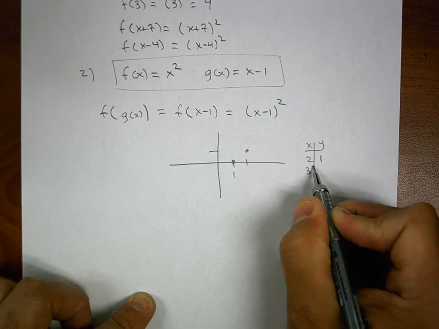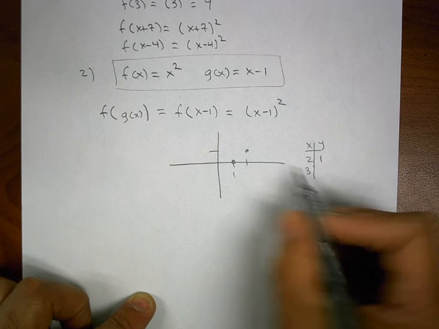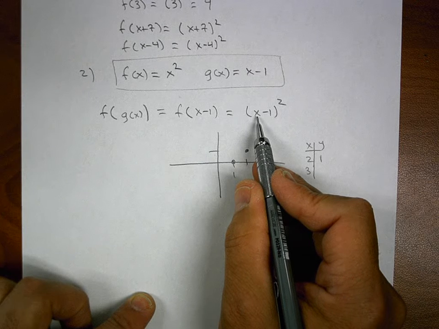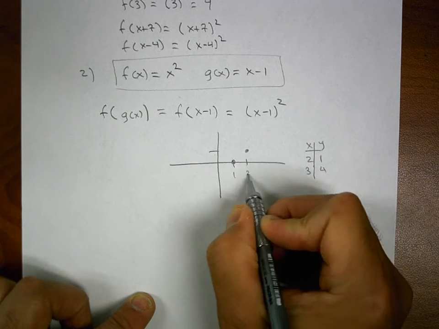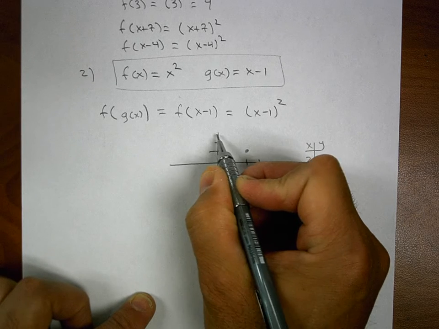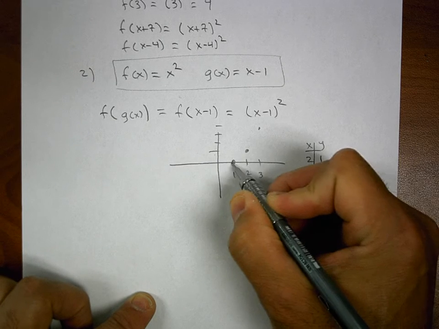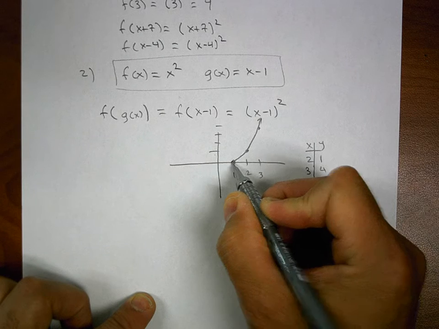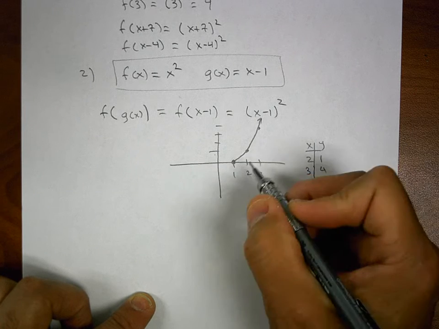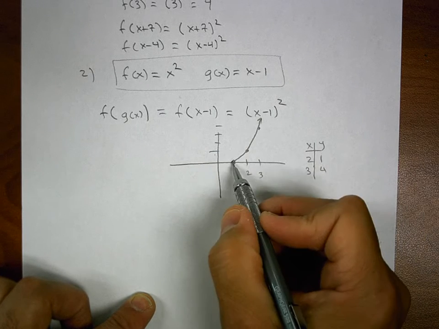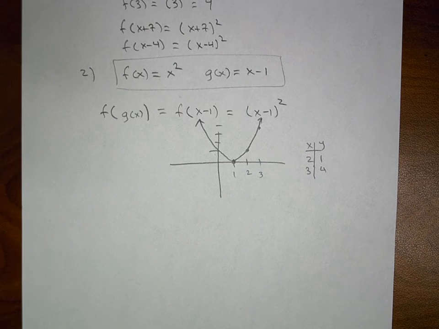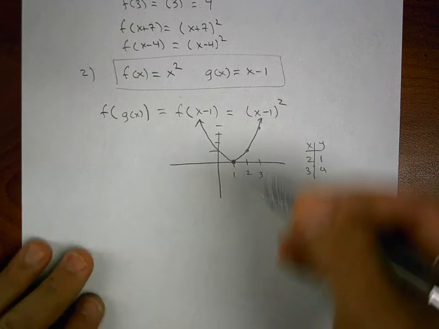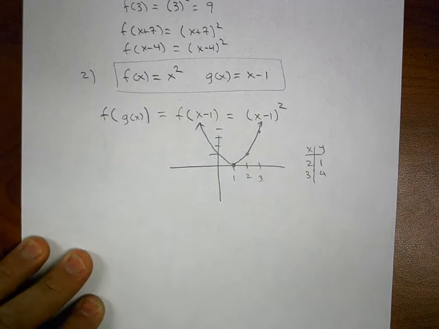If we pick 3, what's y? 4. 3 minus 1 is 2, squared is 4. So 3 comma 4. We can pick some on the other side, but we just know it's symmetrical. Actually, if I put 0, we're at 1. My graph is way off there, but there you go. So there's a composite function. Pretty easy if you understand the concept: wherever you see an x, that's what you plug in.